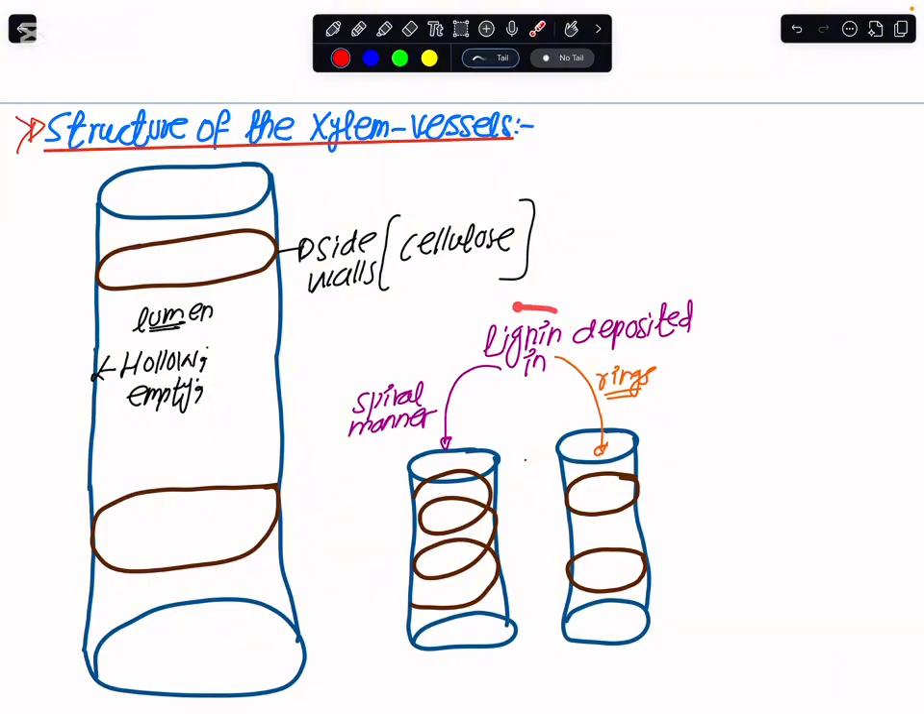Now the question is how this lignin is present within the xylem vessel. This lignin can either be present in a spiral manner, or it can also be available within the xylem vessels in the form of rings, that I am drawing here for you. So this is how the lignin is arranged within these xylem vessels.